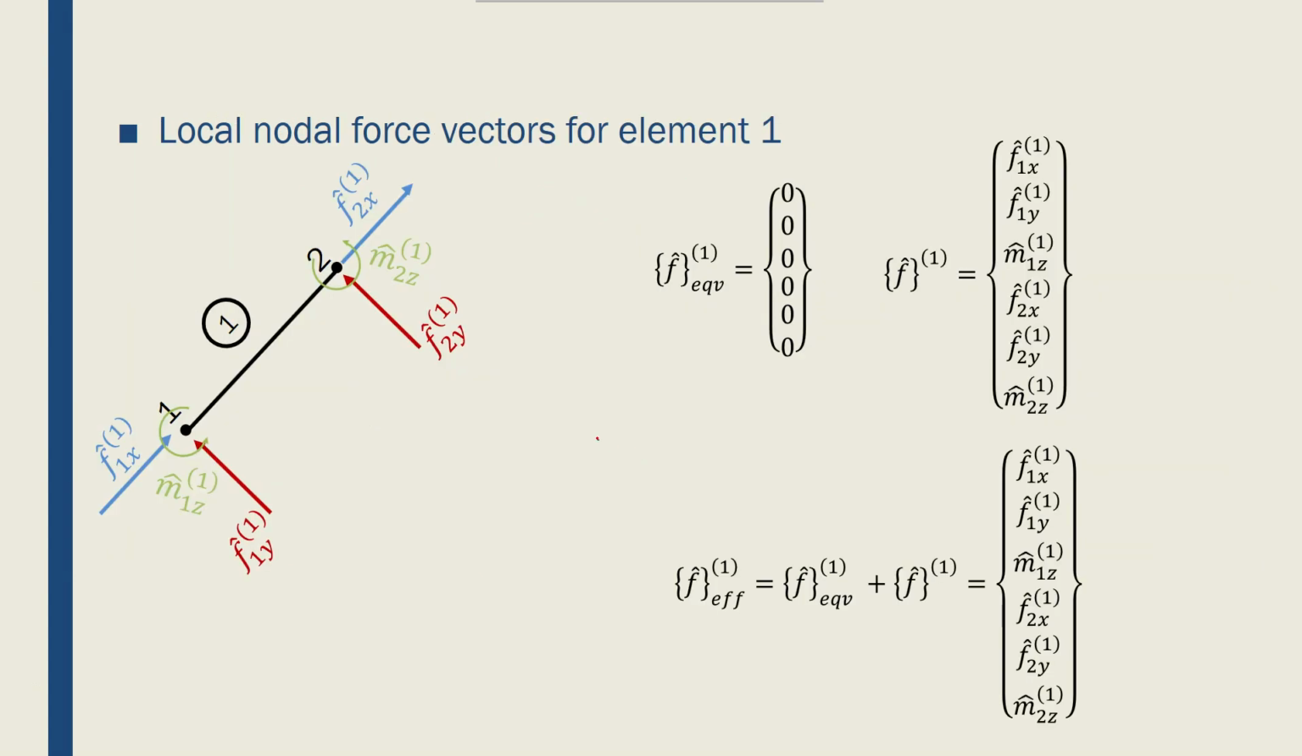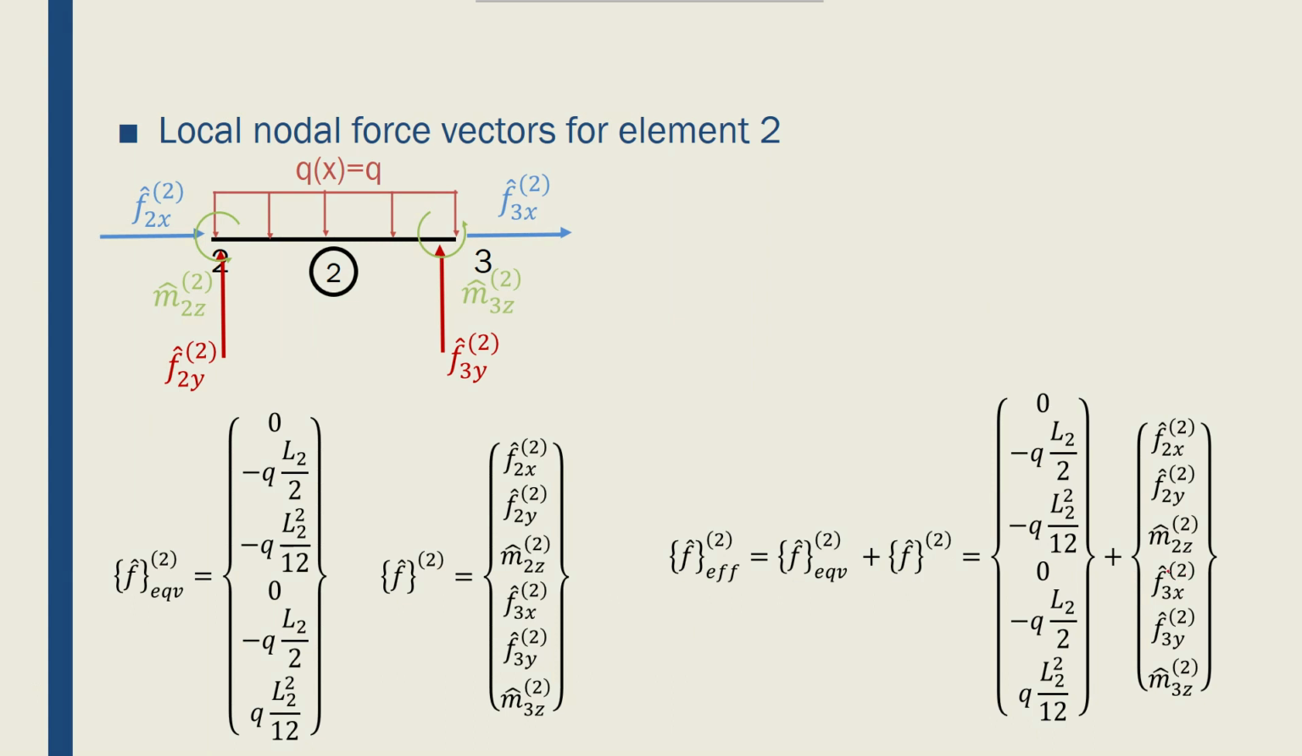So for the first element, I don't have any distributed forces. As a result, the equivalent nodal forces would be equal to a vector of 6 zeros. And I only have the local nodal forces, which would be the reactions at each node. I have F1x, F1y, M1z, F2x, F2y, and M2z, which, depending on the nature of the problem and the boundary conditions, some may be known and some may be unknown. So the effective nodal forces for the first element, which is equal to the equivalent nodal forces for the element, which is again all zeros, plus the nodal forces that I'm looking for, is going to be that.